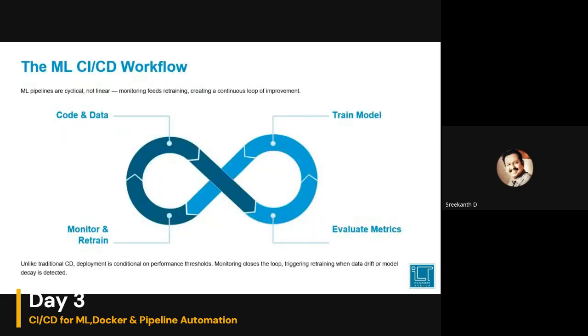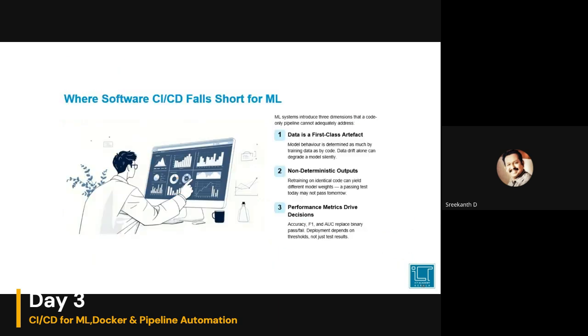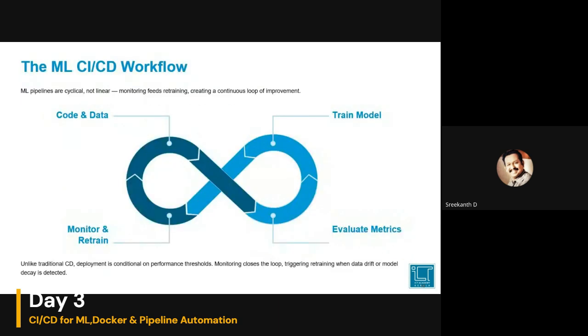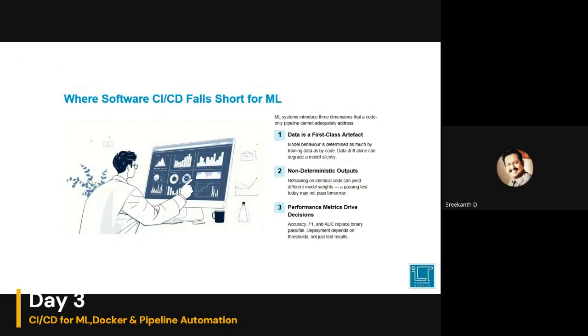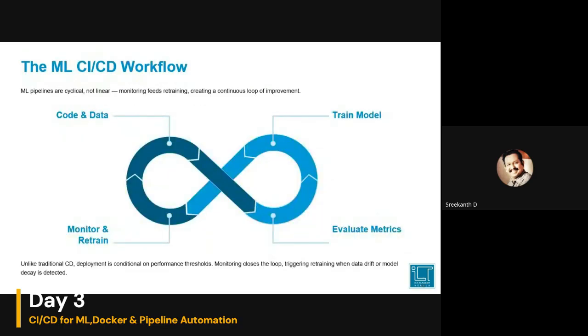If you think about the ML workflow, the continuous integration and deployment workflow, ML pipelines are cyclical. Monitoring feeds retraining. Deployment is contingent on performance. These are the key distinctions whenever you are dealing with an ML kind of CI/CD workflow.